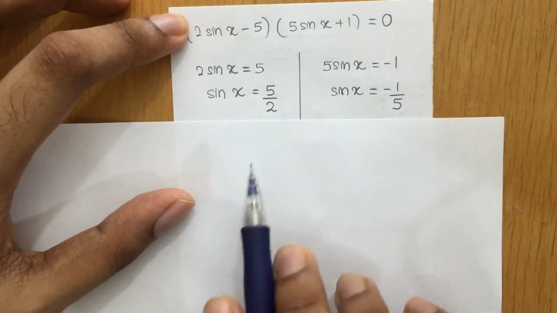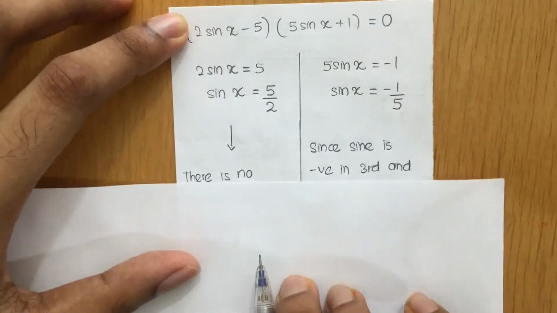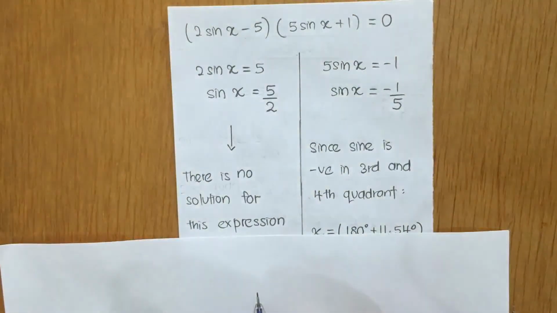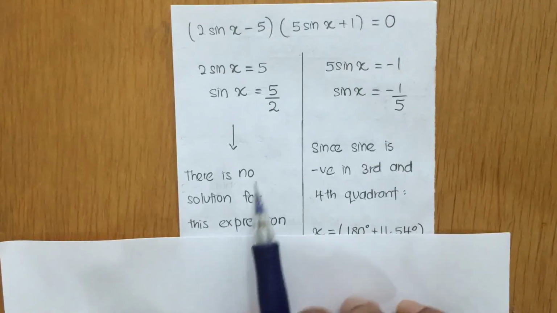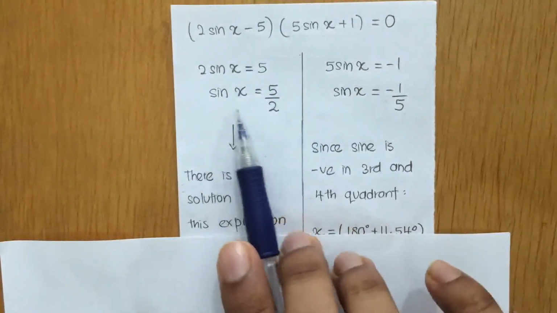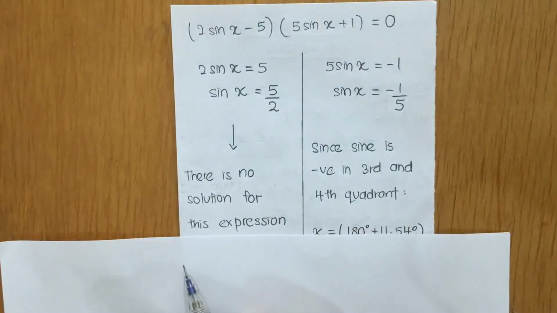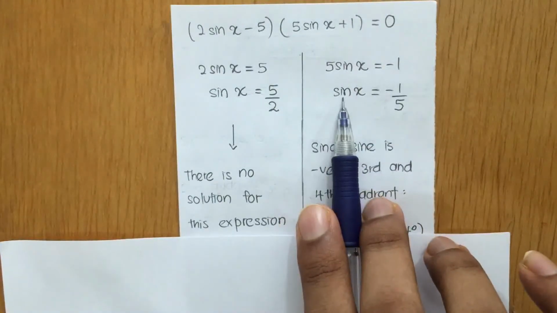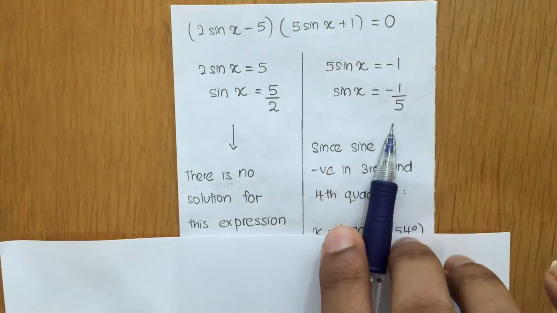However, for the left hand side, there will be no solution for this expression. If you don't believe me, you can key in your calculator sin inverse 5 over 2. You will end up getting a mathematical error. However, there is a solution for this value, sin x is equal to negative 1 over 5.